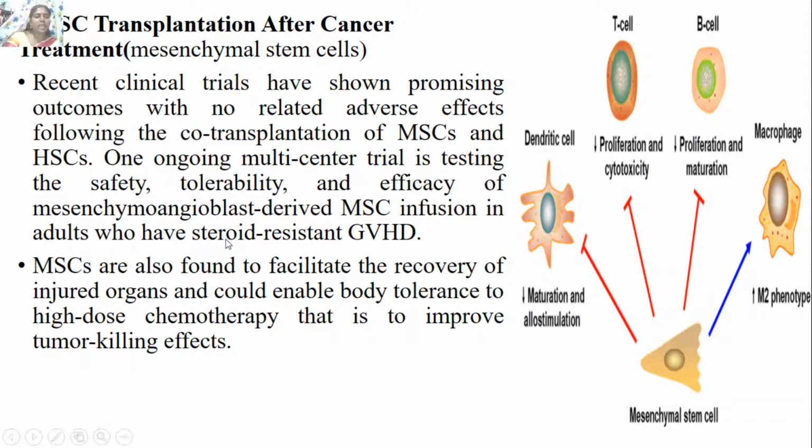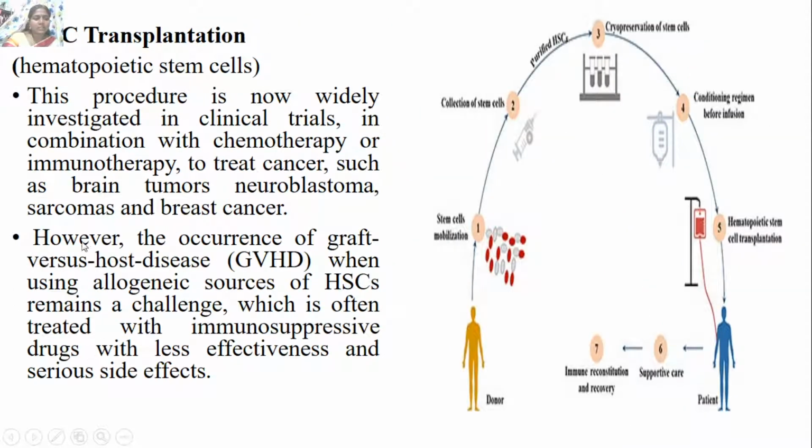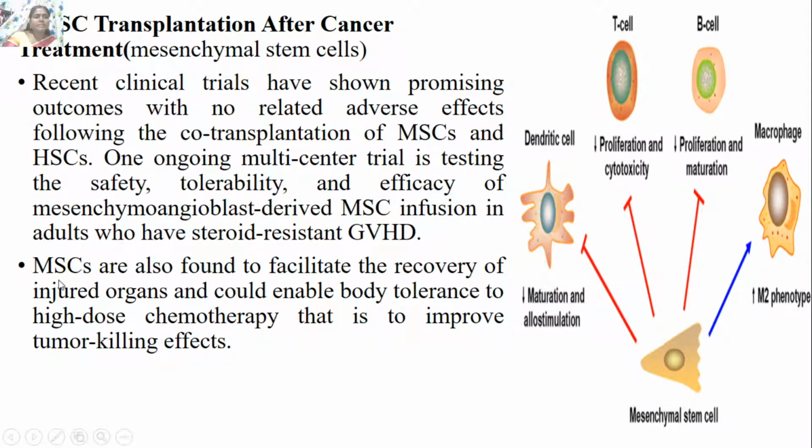in adults who have steroid resistant graft versus host disease. The mesenchymal stem cells are also found to facilitate the recovery of injured organs and could enable the body's tolerance to high dose chemotherapy, that is, to improve the tumor killing.